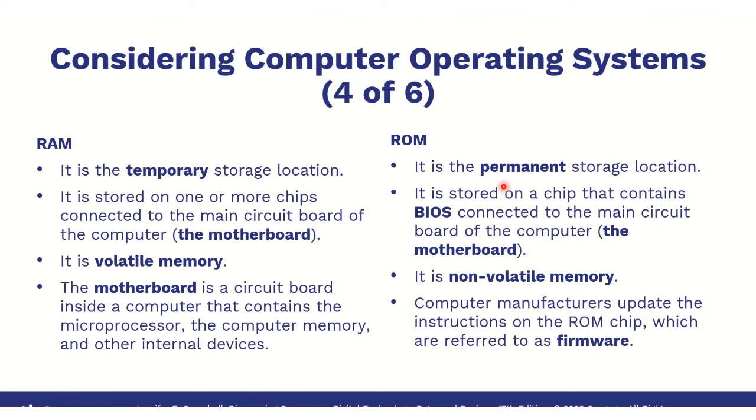So RAM is random access memory versus ROM is the read-only memory. RAM is temporary and ROM is permanent. RAM is stored on one or more chips connected to the main circuit board of the computer, or the motherboard. ROM is stored on a chip that contains BIOS connected to the main circuit board of the computer. Of course, RAM is volatile memory, whereas ROM is non-volatile. So these are pretty much the distinctions between RAM and ROM.